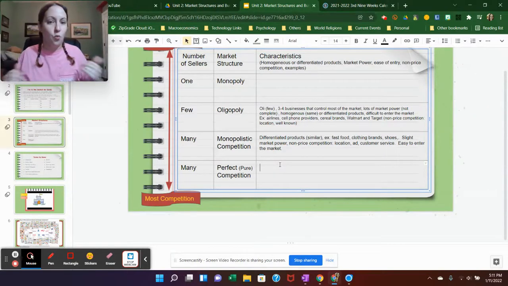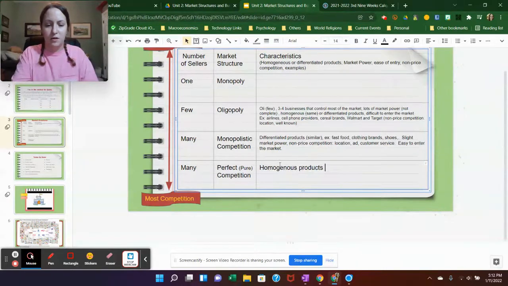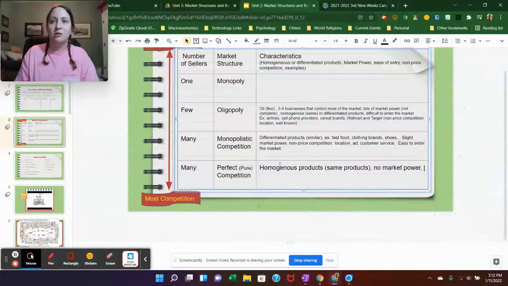Perfect competition. What kind of products do they sell in perfectly competitive markets? They sell identical, exactly the same, can't tell the difference. They sell homogeneous products, meaning same. You cannot tell the difference. And because you cannot tell the difference, you are going to go with whatever's cheapest because it really doesn't matter where you get it from, because there is no difference between the products. So these businesses have no market power. They cannot raise the price a penny because since you don't have any brand loyalty, you'll just go with whatever's cheapest.